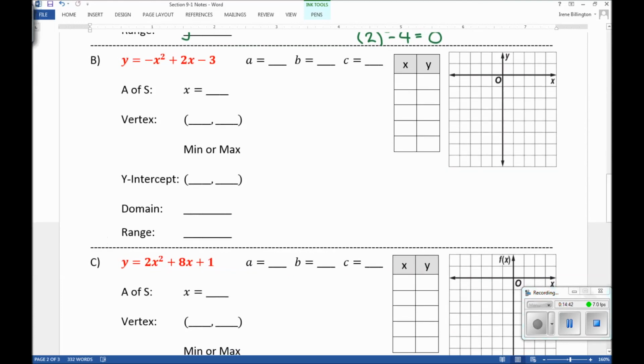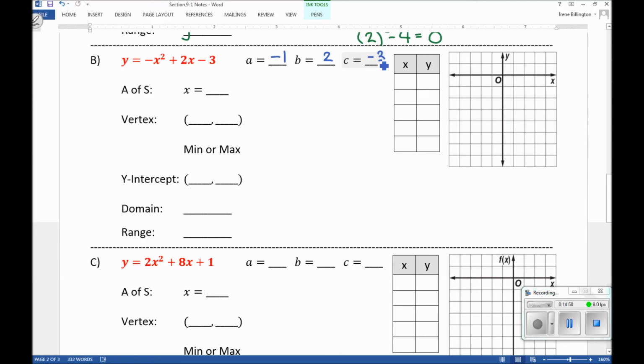Okay, y equals negative x squared plus 2x minus 3. So let's determine our a, b, and c. The coefficient of x squared is negative 1, so that's a. Coefficient of x is 2, that's my b. And my constant is negative 3, so that's my c.